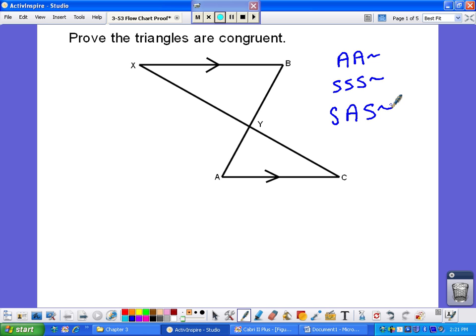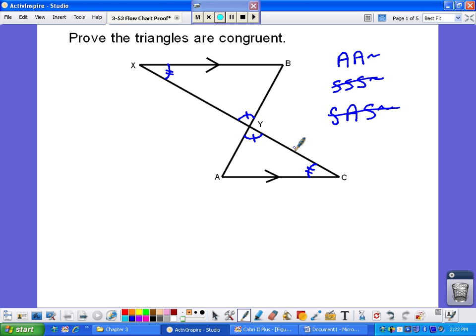When I look at these two triangles right here, I don't have any sides, so those two are out. All I could do is maybe angles. So let's see if I have any angles. Before I even start the proof, I would try to find some angles. I know right away that this angle and this angle are exactly the same because they're vertical angles. The other thing I know is that these lines are parallel, so this angle right here and this angle right here are the same also, because of alternate interior angles.